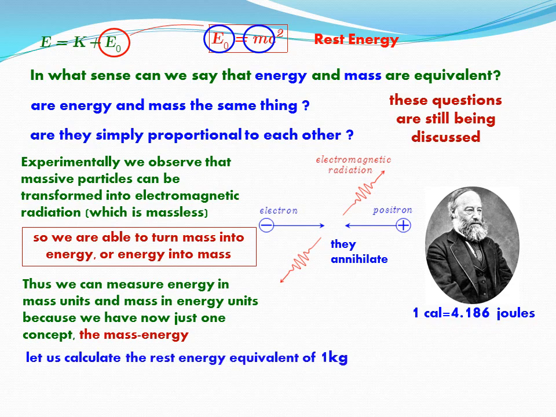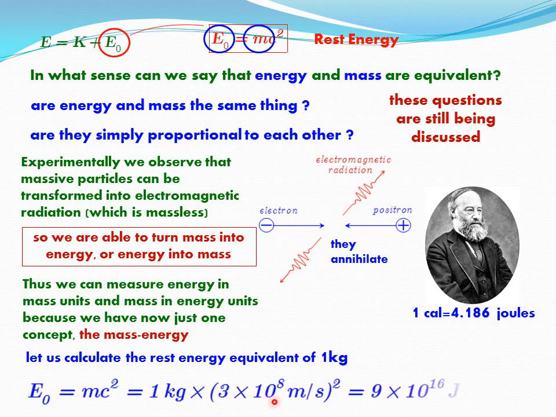Let us calculate the rest energy equivalent of 1 kilogram of mass. We have E0 equals mc squared, which is equal to 1 kilogram times the speed of light, 3 times 10 to the 8 meters per second, squared, and the result is 9 times 10 to the 16 joules.